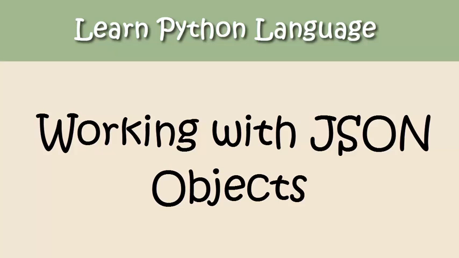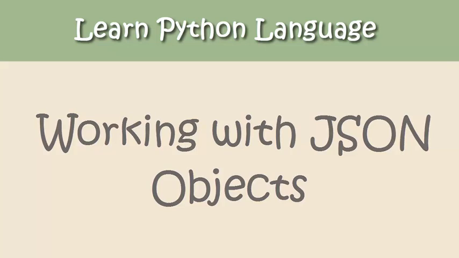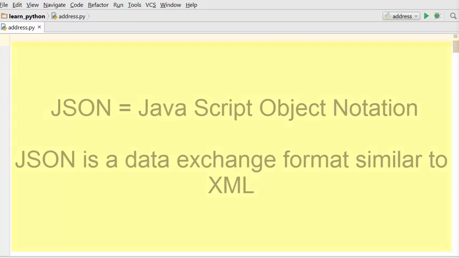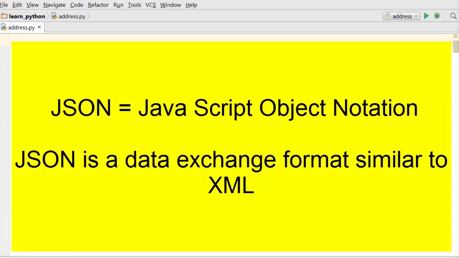Today's topic is working with JSON objects in Python. And here is the list of items we are covering in this video. Let's begin with what is JSON. Full form of JSON is JavaScript Object Notation. It is a data exchange format similar to XML.